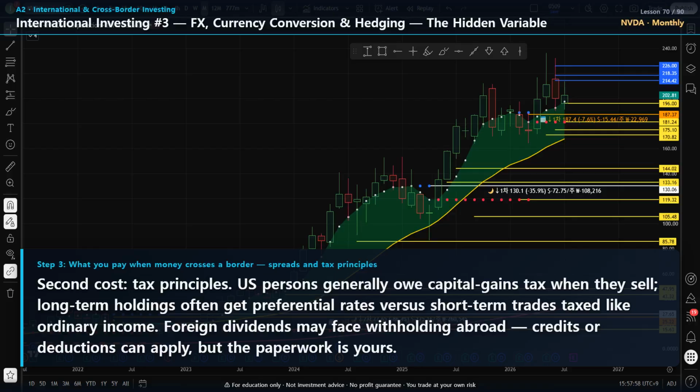Second cost, tax principles. U.S. persons generally owe capital gains tax when they sell. Long-term holdings often get preferential rates versus short-term trades taxed like ordinary income. Foreign dividends may face withholding abroad, credits or deductions can apply, but the paperwork is yours.